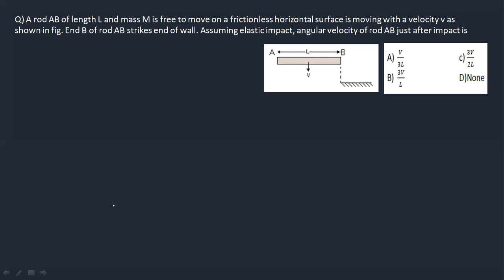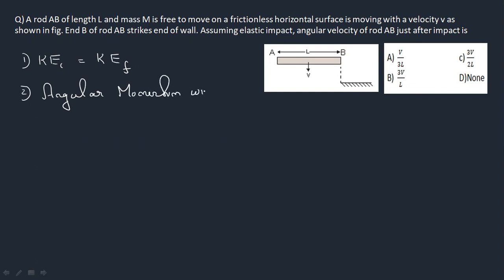Okay, so it is an elastic collision. We can say initial kinetic energy will be equal to final kinetic energy, and number two, angular momentum will be conserved. If you consider the point of impact, then the torque will be zero, so angular momentum also will be conserved.